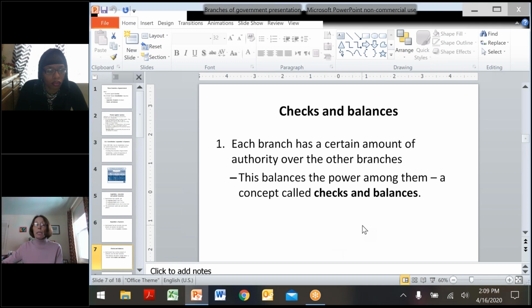Checks and balances. Each branch has a certain amount of authority over the other branches. And so this balances the power among them so that no one branch can become too powerful. It's really a pretty smart way of doing things so that they don't want the president to become too powerful, or Congress, or the courts. And so this concept is called checks and balances. Checks basically means limitations, limiting the power of the other branches. So it's like a balance of power.